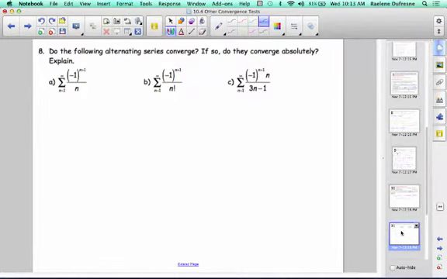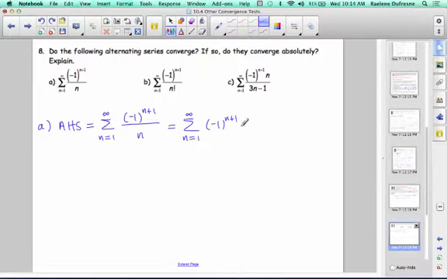Do the following alternating series converge? If so, do they converge absolutely? And explain. In part A, we have the alternating harmonic series yet again, the sum from n equals 1 to infinity of negative 1 to the n plus 1 all over n. So this is equal to the sum from n equals 1 to infinity of negative 1 to the n plus 1 times 1 over n. This tells us that the Bn part, without the negative 1 alternating sign part, is equal to 1 over n. So now we're going to test the conditions.